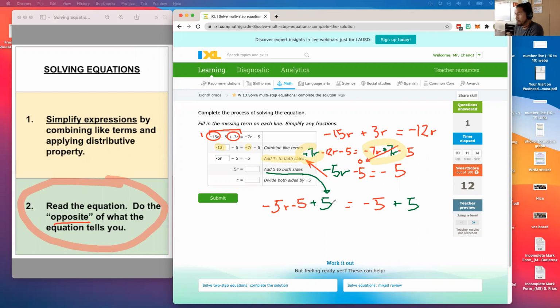And minus 5 plus 5, that's a 0 pair. Again, they cancel out. That's just 0. And so you're left with minus 5r equals 0. So minus 5 plus 5, that's just 0. So look at that. Minus 5r equals 0. So let's just put the 0 into line 4.